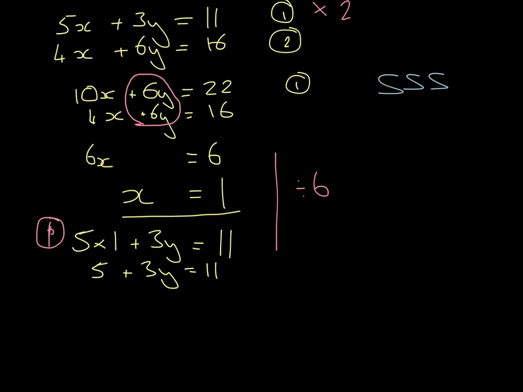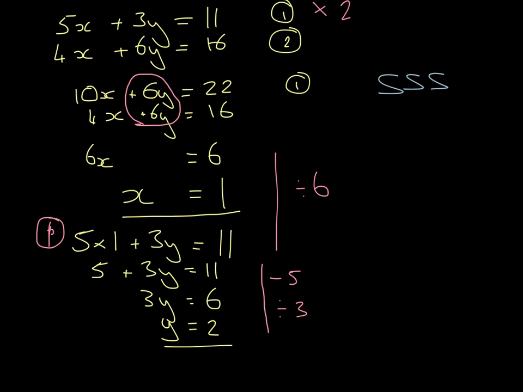Let's simplify it by getting all the numbers onto the same side. I want to take away 5. So I now have 3y left here, and 11 taken away 5 is 6. I now want to divide by 3 to get my y on its own, and 6 divided by 3 is 2. So whilst x is 1, y is 2.